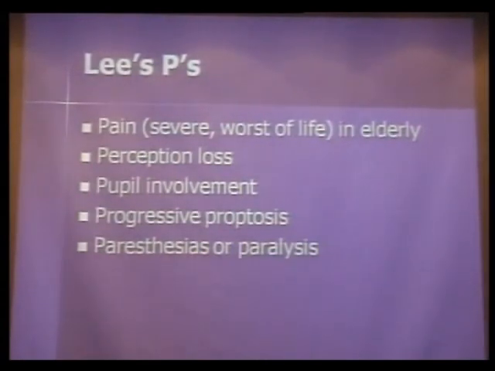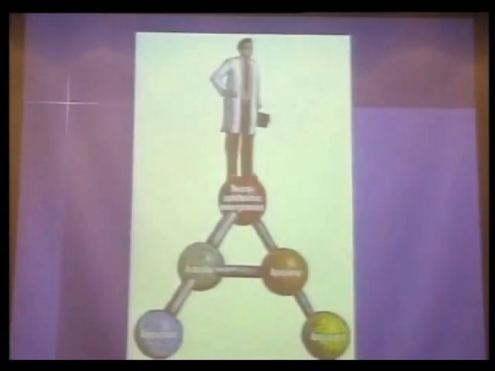So these are the Lees-P's. Pain, especially the acute onset, severe pain in the elderly, that's giant cell. Perception loss, that's optic neuropathy, that's orbital apex involvement until proven otherwise, mucor abscess in a diabetic. Pupil involvement, that's third nerve palsy. Progressive proptosis, that's orbital apex as well, mucor or aspergillus, more commonly in my experience. And if you have progressive bilateral ophthalmoplegia with or without paresthesias or paralysis, you should be thinking about top of the basilar syndrome and vertebral dissection.